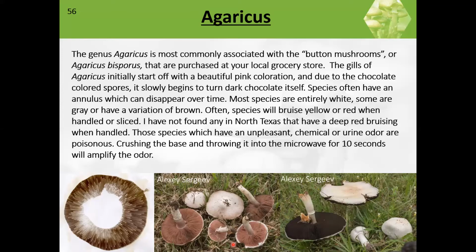So these species are usually entirely white, and in their button stages, it can be kind of difficult to identify. You can confuse them with other genera. And then also, there are two different colors that Agaricus bruise, red and yellow. I haven't seen any of the red ones in North Texas. There's more of a wooded Agaricus feature. But in North Texas, we do get ones that bruise yellow, and that's an important characteristic as well in Agaricus. For the most part, the toxic ones that have an unpleasant odor will also bruise yellow. So those are important characters to check for.